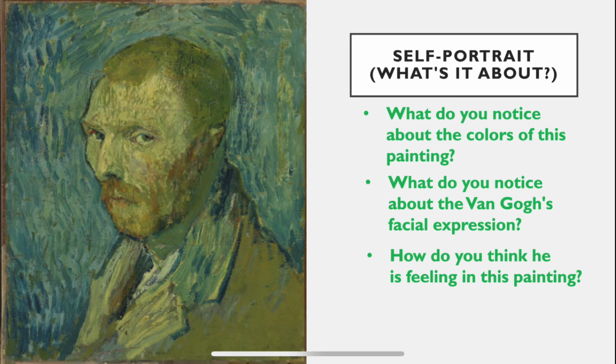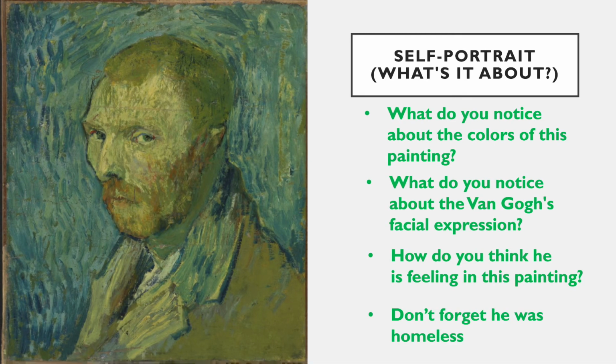Nice job. All right, let's not forget that Vincent van Gogh, for a large portion of his life, was homeless. Now, we can't know for sure looking at this portrait, but we know that he struggled with homelessness, and that could be part of the reason why he is not looking super happy in his painting and why he chose to use muted colors.